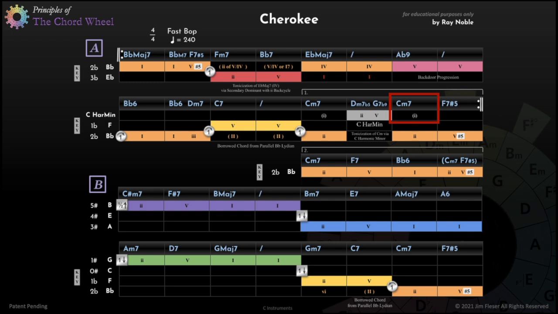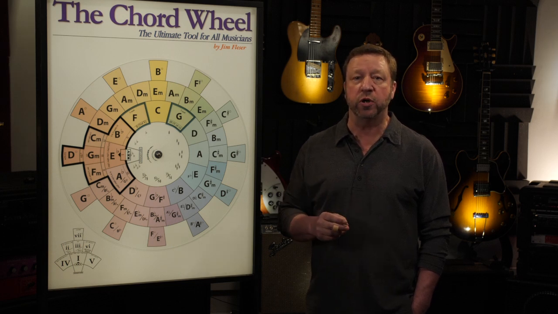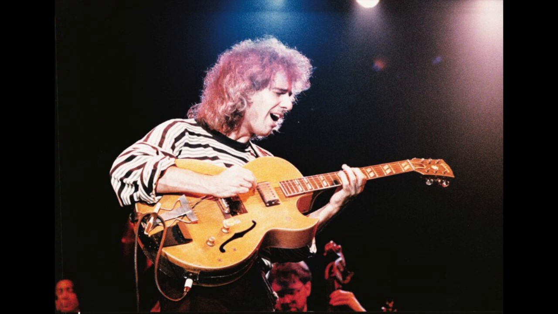With the exception of major 7s on minor 7 chords, I can pretty much hear all 12 tones on any chord now. And that was something that took a long time to get together.